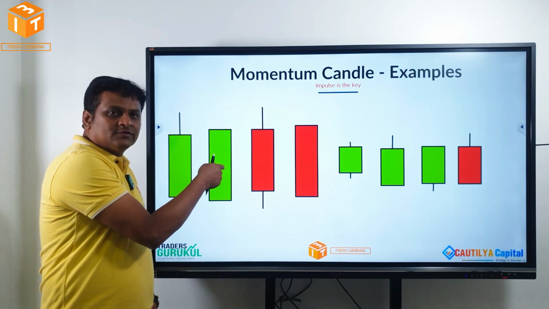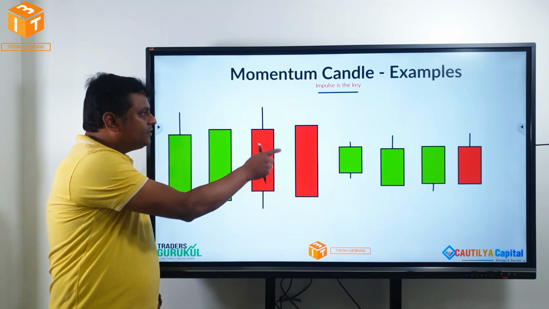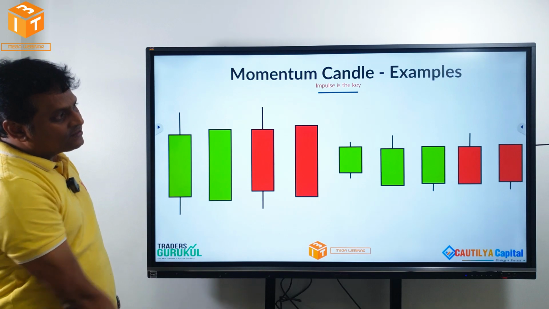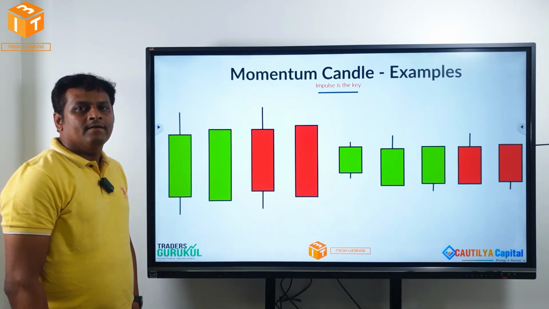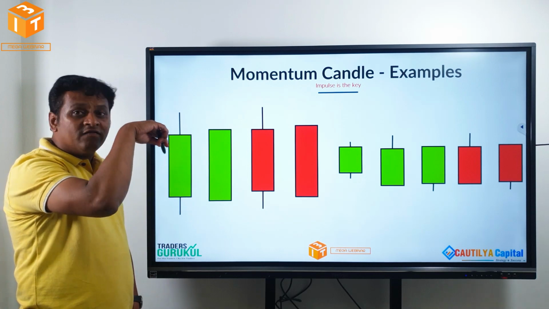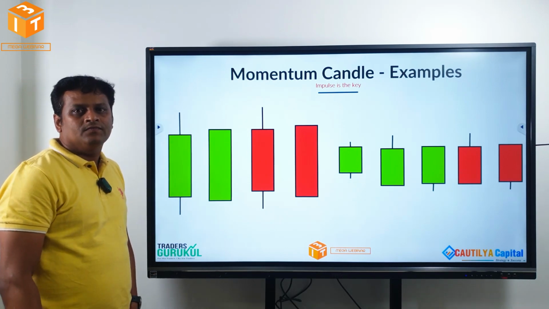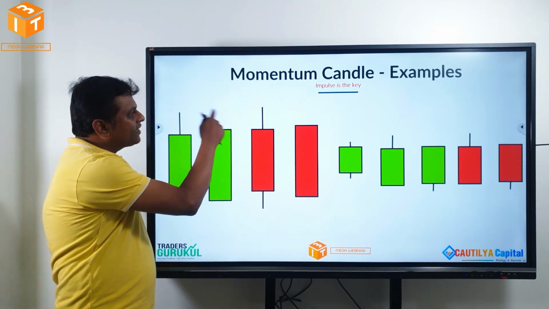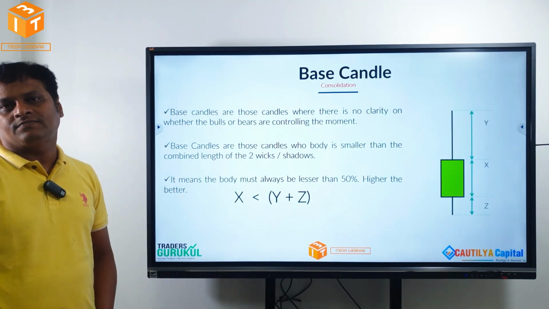If it is green, it is bullish momentum. If it is red, it is bearish momentum. And finally, what kind of a candle is that? It is open is equal to high because you don't have a wick on the top. Alright, very simple, straightforward. Let's jump into the second flavor, base candle.